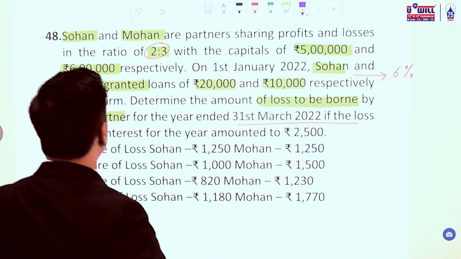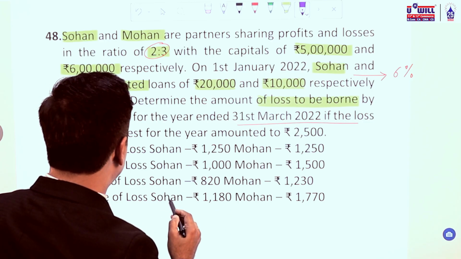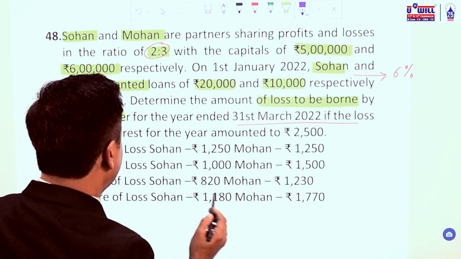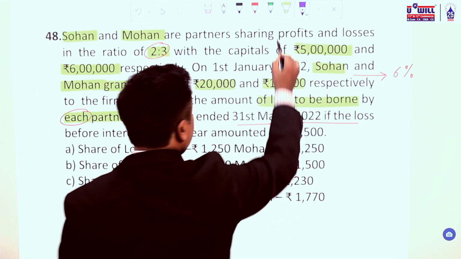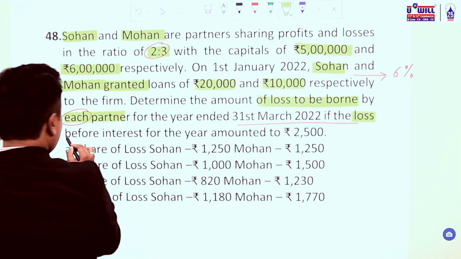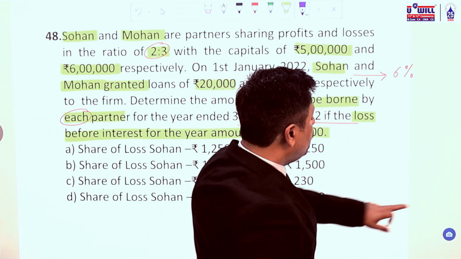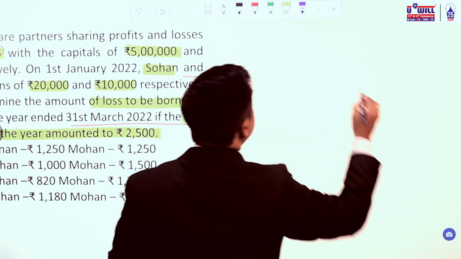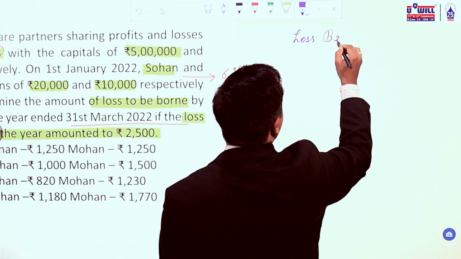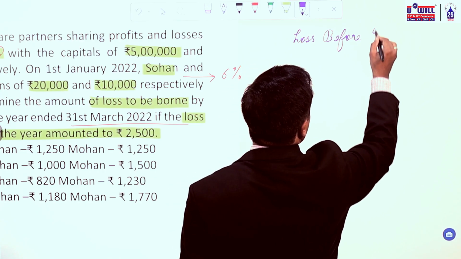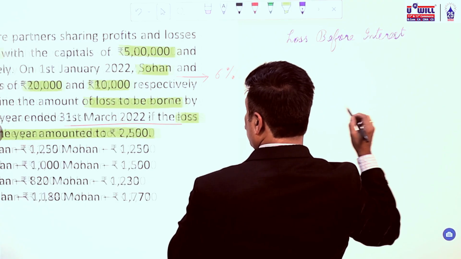Just a minute. Sohan and Mohan, capitals 5 lakhs and 6 lakhs, loans of 20,000 and 10,000. Determine the loss. Here it's given: if the loss before interest for the year amounted to 2,500, already in the P&L account, before providing this interest, there is a loss. What is the loss before interest? 2,500.